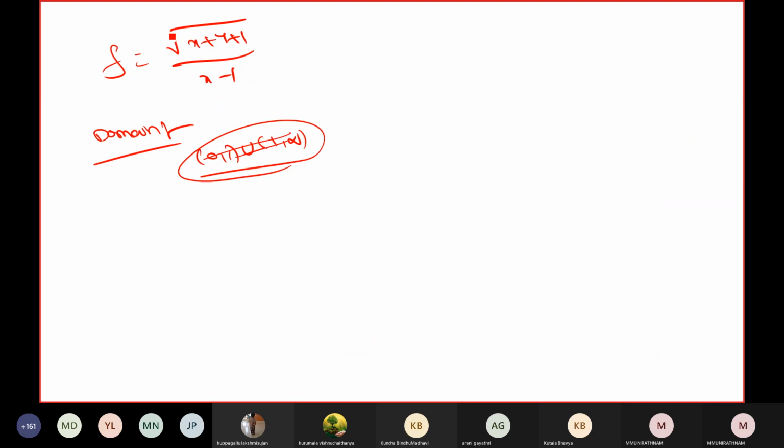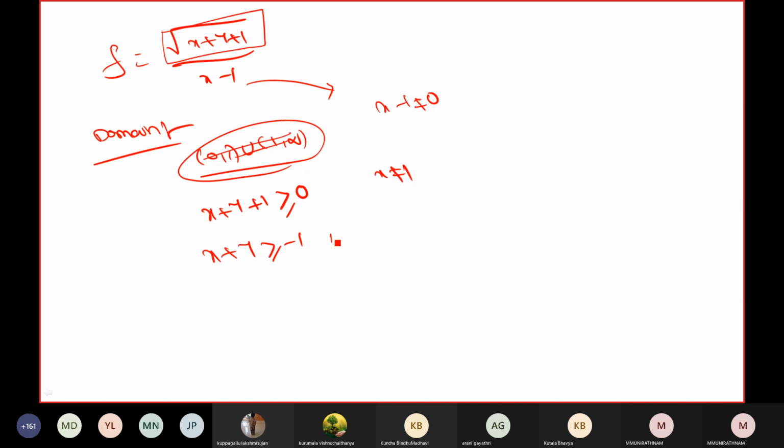If you observe here, this is root, right? Root means x plus y plus 1 greater than or equal to 0, no problem. And coming to the denominator, x minus 1 not equal to 0, so x not equal to 1. So x plus y greater than or equal to -1 and x not equal to 1. That is the domain.